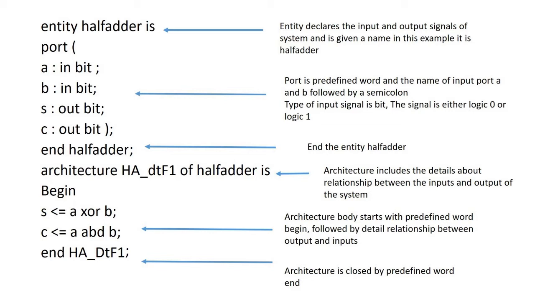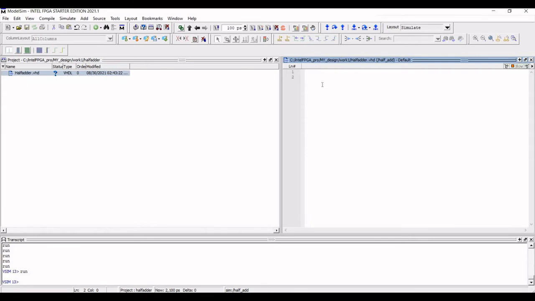Now we will write this particular VHDL program in the data flow description. The system's signal flows from input to output. Usually the description is done by writing the Boolean function of outputs. So refer to this VHDL data flow description of half adder.